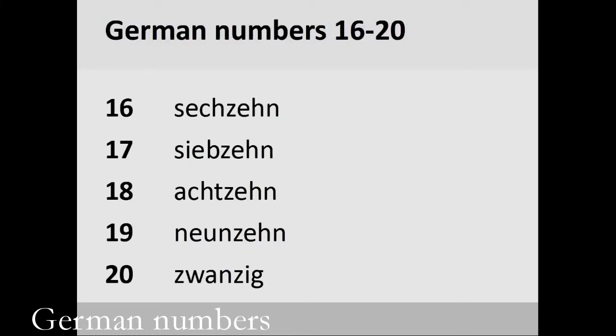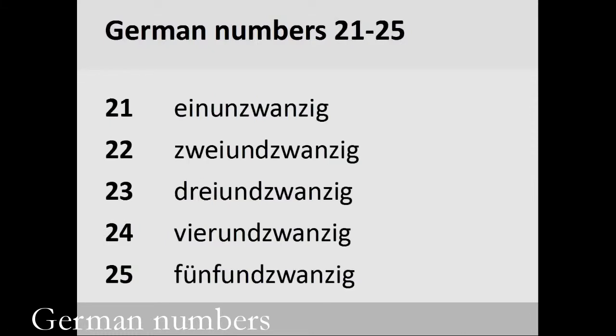The German numbers 16 through 20 are pronounced 16, 17, 18, 19, 20. Again, this is very similar to English. The German numbers 21 through 25, however, are interesting. They are pronounced 21, 22, 23, 24, 25.